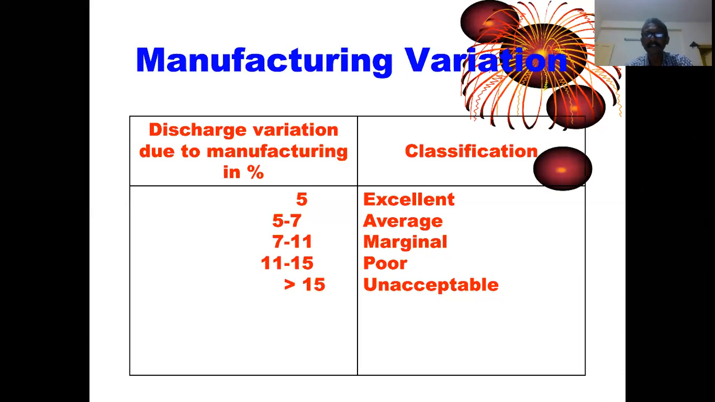Based on manufacturing variation, the drippers are classified as follows. If the manufacturing variation is less than 5%, it is classified as excellent. If it is 5 to 7%, it is classified as average. If it is 7 to 11%, it is classified as marginal, and 11 to 15%, it is poor, and greater than 15%, manufacturing variation is unacceptable. Normally nowadays in India, we get drippers in the excellent category.